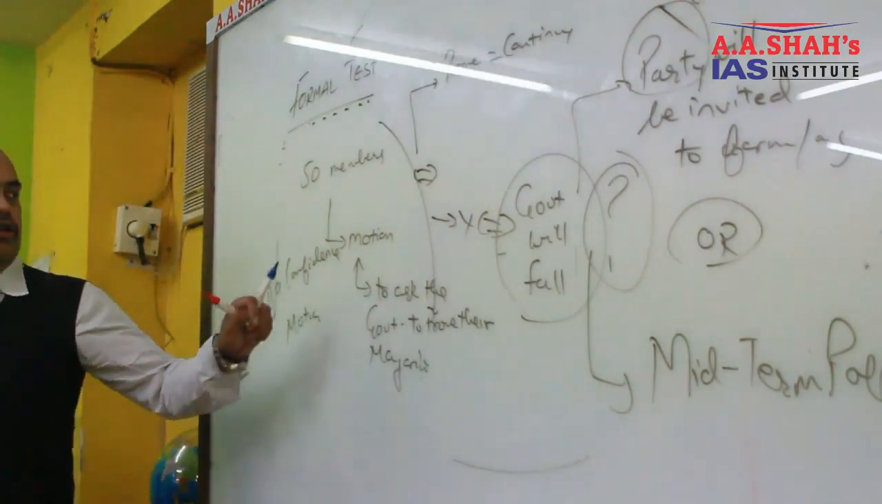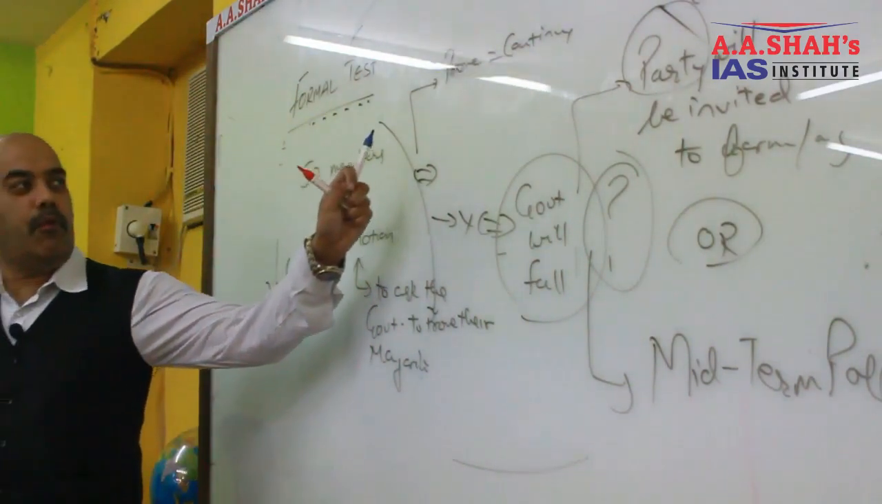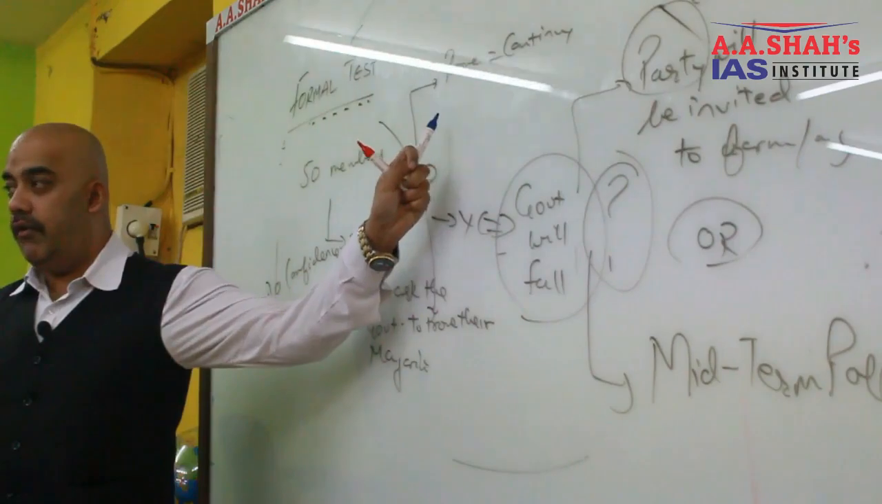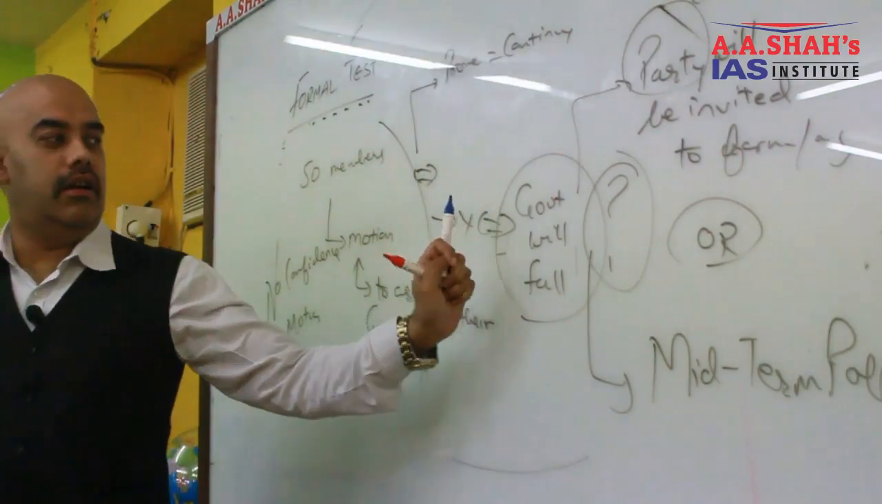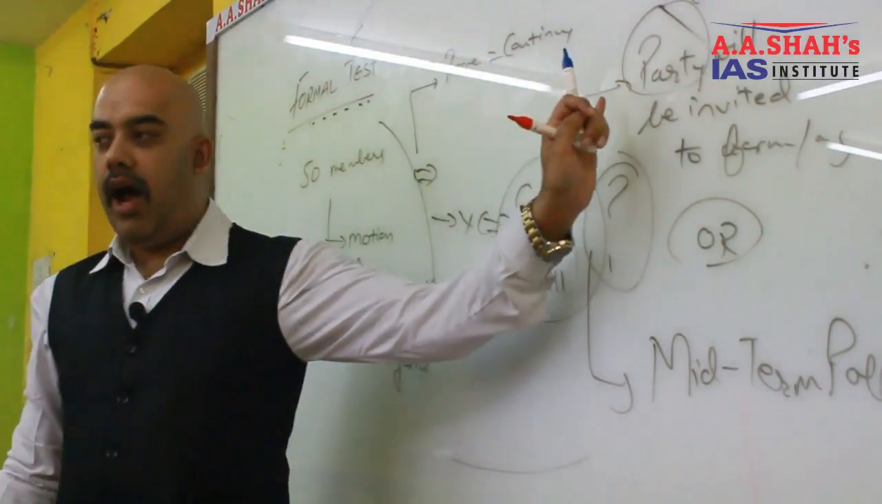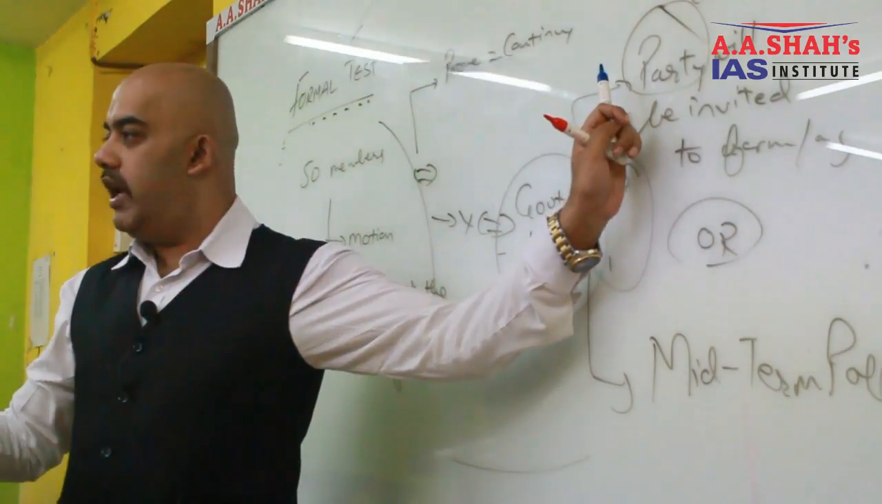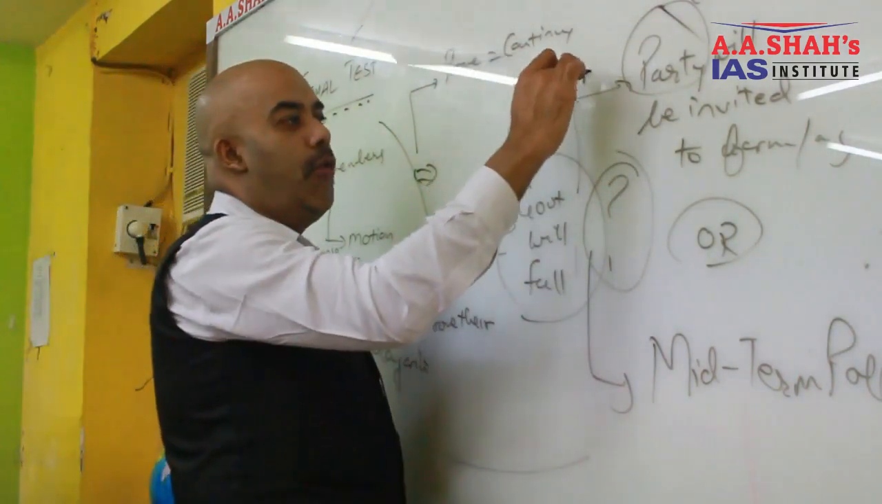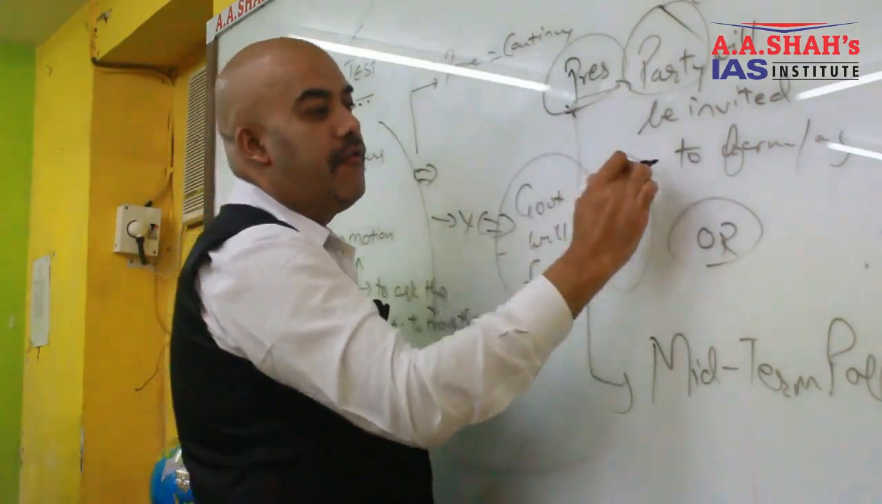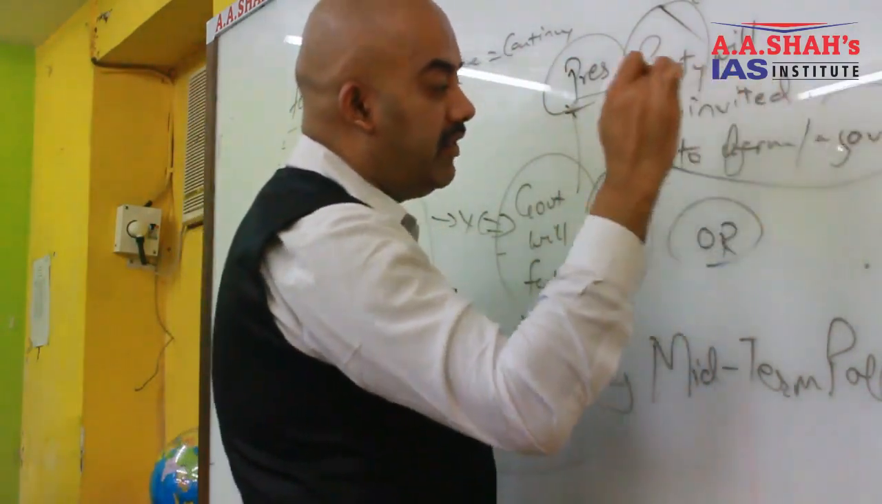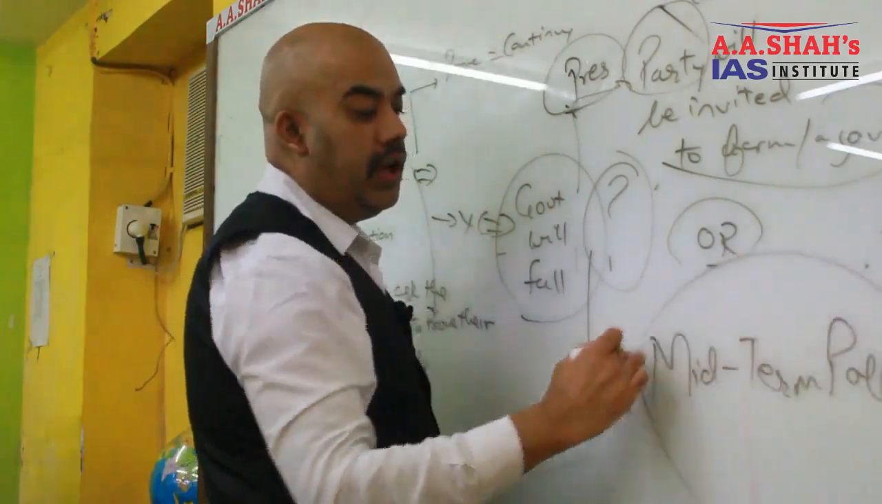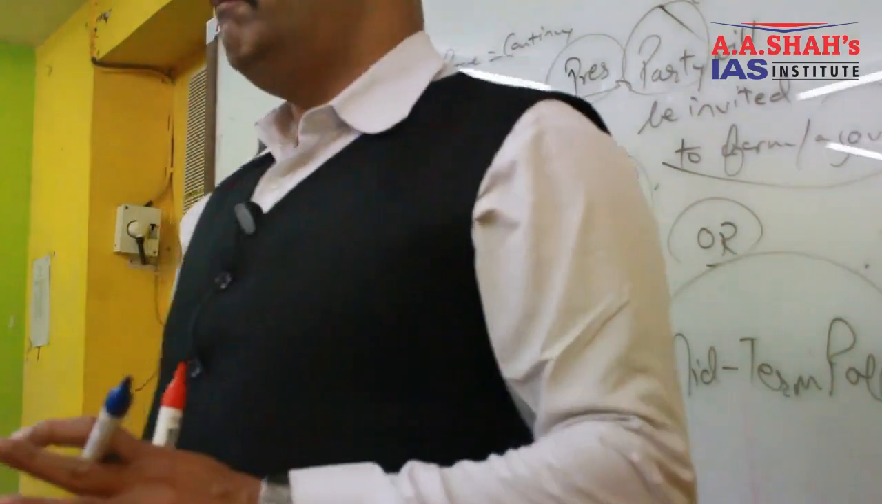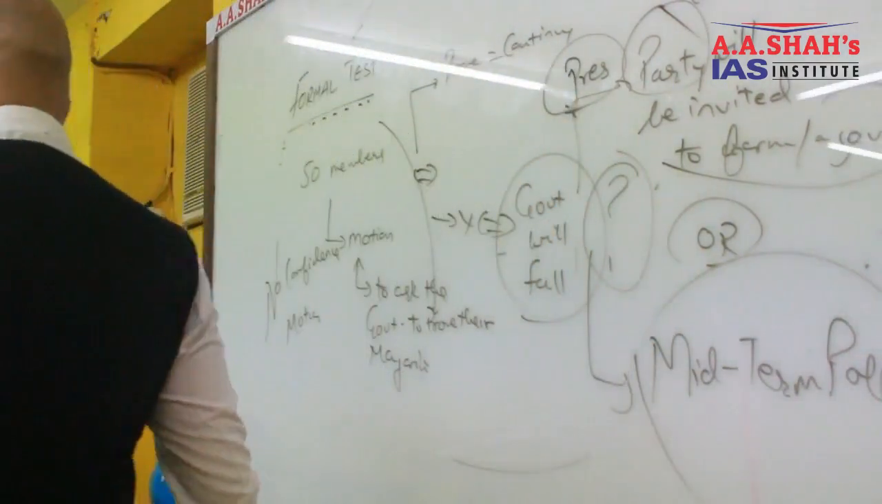Everyone has understood? So, if you are able to prove your majority, you will continue. If you are not able to prove the majority, then either another party or another coalition, a group of parties, will be invited by the president to prove their majority and form the government. If that is also not possible, we go to a snap poll or midterm. Are we clear on this part? Right, this one.